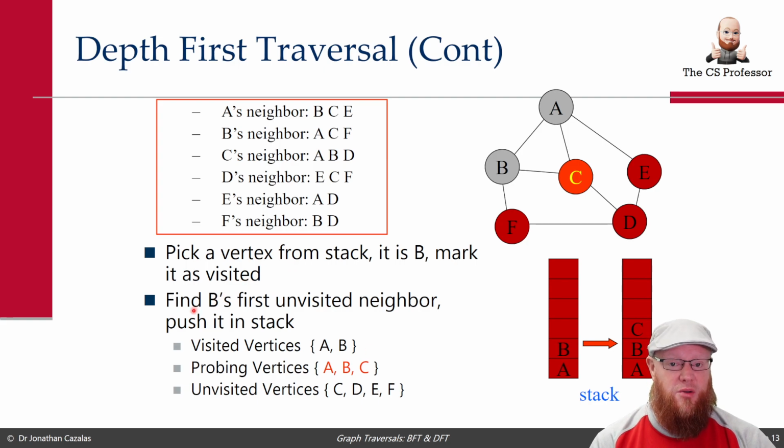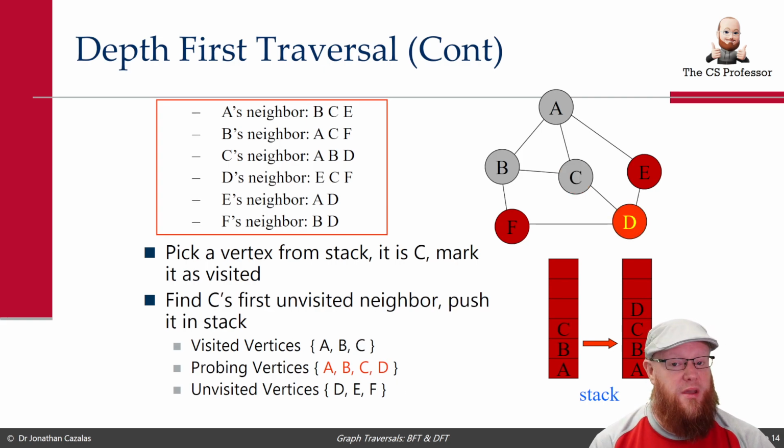And what does it say now? Does B have any unvisited neighbors? Well, look here. What are the neighbors of B? It's A, C, and F. A is already visited, but C and F are unvisited. So pick B's first unvisited neighbor and push it in the stack, which is going to be C. It's highlighted here in red. We're going to push C into the stack. We did not remove B from the stack, again, because B had an unvisited neighbor.